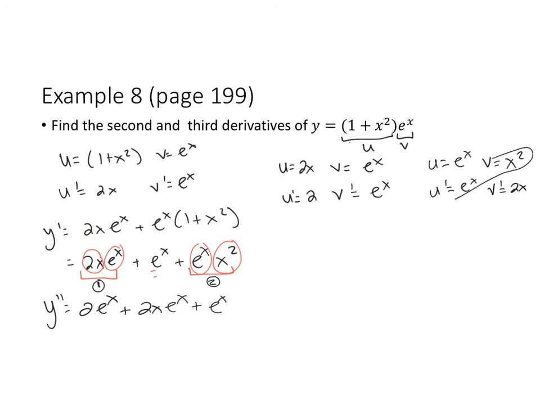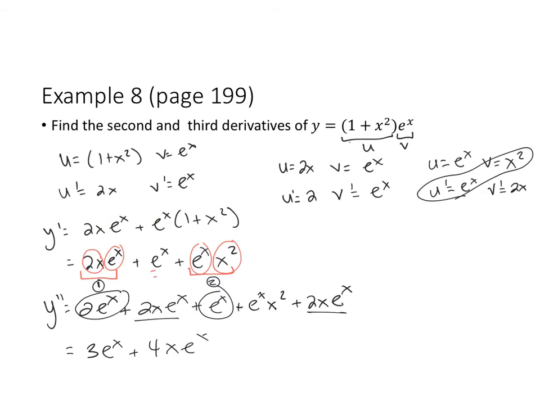So now we'll do the product rule again. e to the x times x squared plus 2x e to the x. Boy, there's a lot going on here. Let's see if I can simplify this at all. It looks like I have a 2x e to the x and a 2x e to the x. Well, that can make a 4x e to the x. And then I have 2 e to the x's and 1 e to the x, so that would make 3 e to the x. So 3 e to the x plus 4x e to the x plus e to the x squared.